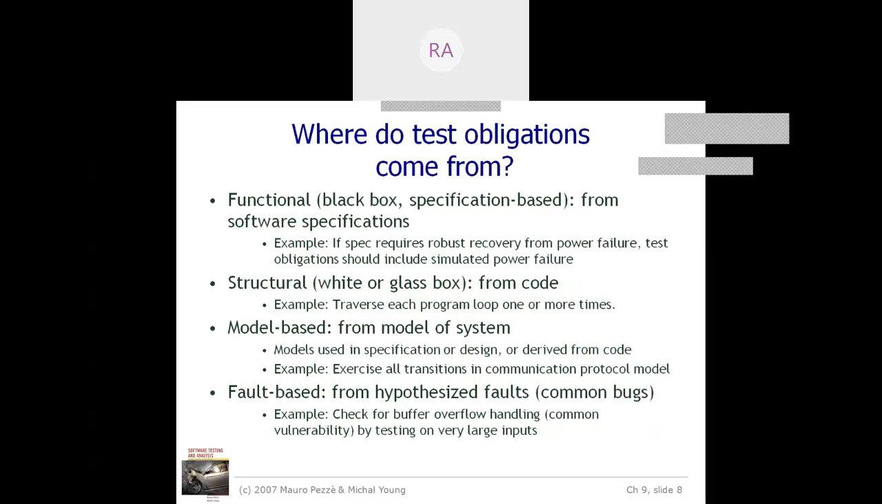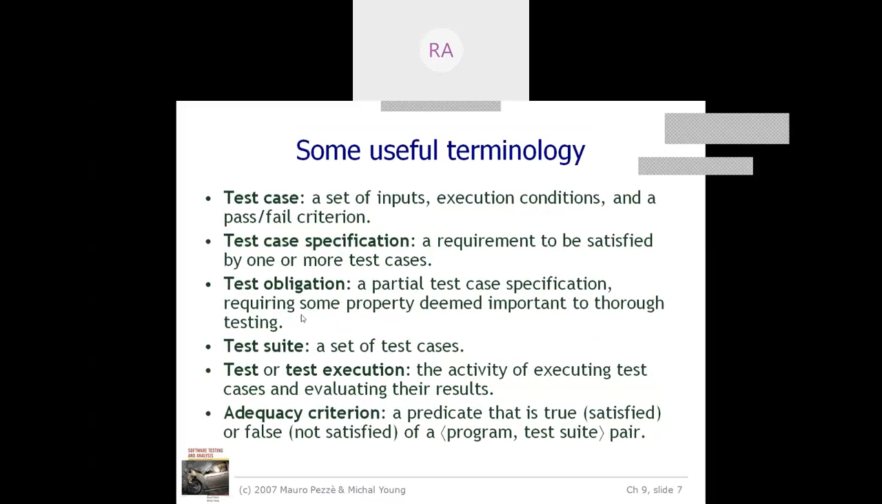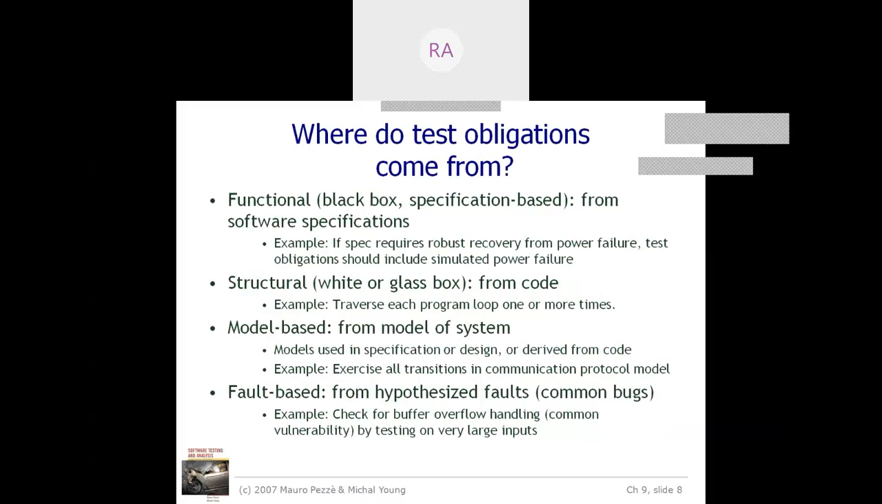Then where do I get these test obligations? Here, you have to know the meaning of test obligation. It is a partial test specification requiring some property as an important factor to perform thorough testing. Where do these obligations come from? These obligations come from functional, that is black box or specification based testing, from the software specification.